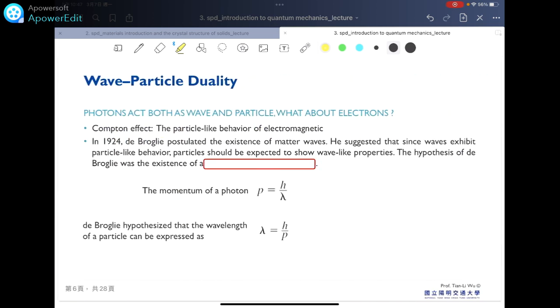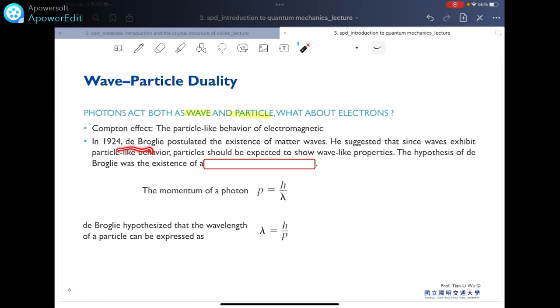And the next one is the wave-particle duality. The idea is that the photon can be considered both as a wave and as a particle. But how about the electron? Based on what has previously been proved, the photon is both wave and particle, but then the question is about electrons. The Compton effect shows the particle-like behavior of electromagnetic waves, which means that when we consider electromagnetic waves, they also show particle-like behavior.